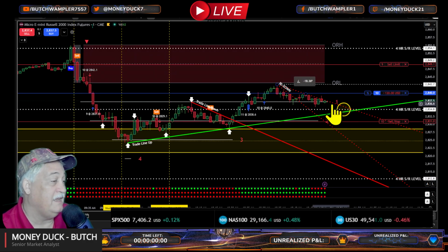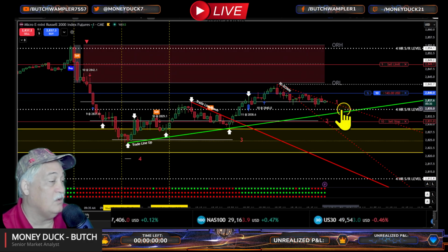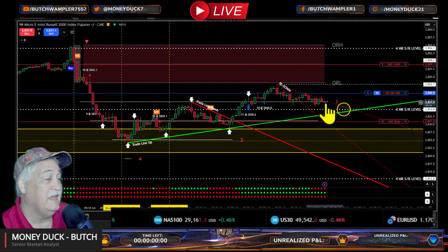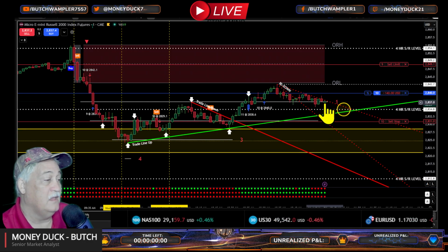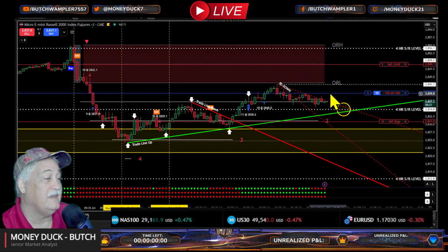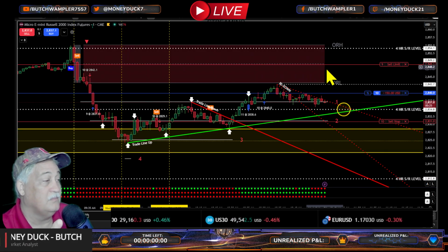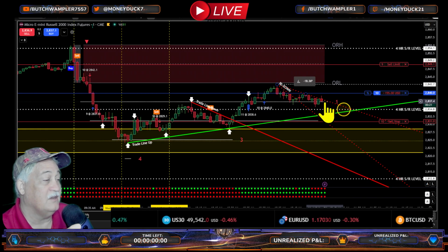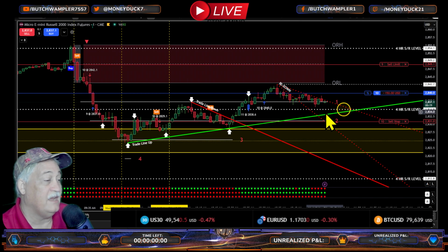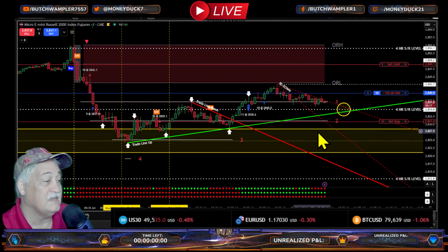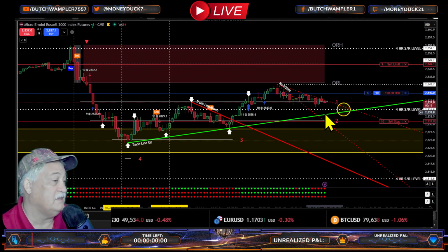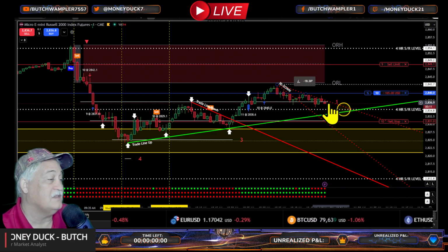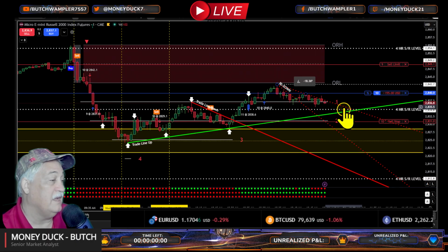Okay? Then if it does get to this area, what does it do? Now, that's if it even gets there, right? Right now, we could see it blast through that red dashed line and just shoot up to our sell limit. We could also see a red candle shoot down to the green line, or through it, and stop us out. That's what we could see. We could see it continue down the red dashed line over here, okay?